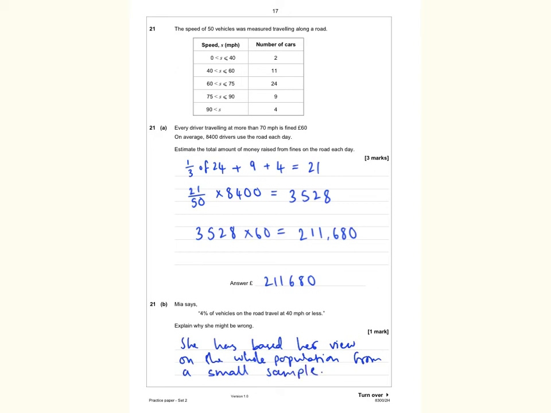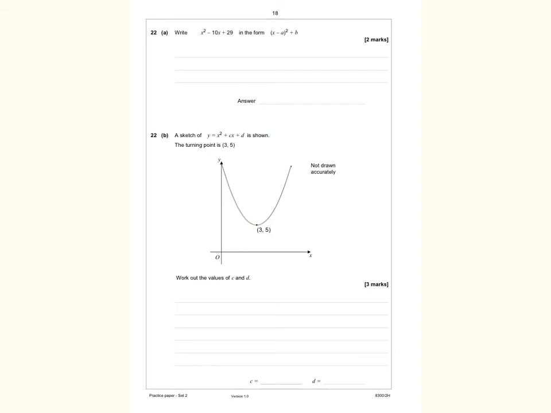Okay, that's it. Okay, so question 22a says write x squared take away 10x add 29 in the form, this form here. Now this is the completed square form. What we do is we half this term and that number goes there. So you just have to remember how to do this. We have an x here, take away 5, because negative 5 is half of negative 10. Okay, and then we're going to square that, and we also need to take away a 5 squared and then add 29.